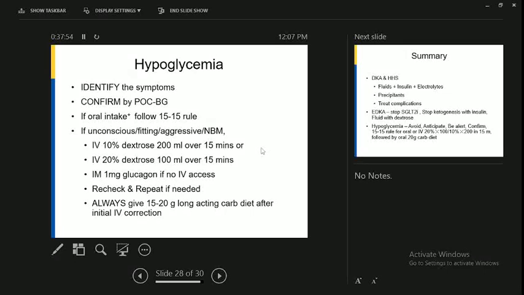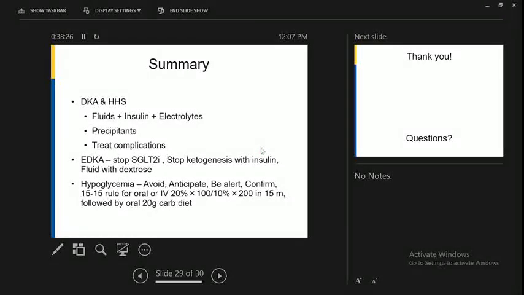But if the patient's blood sugar is more than 70, don't leave the patient without giving anything. Ask the patient to take 15 to 20 grams of long-acting carbohydrate. If the patient can take his usual meal, ask him to have it. Otherwise, milk and 1 to 2 slices of bread, or a complex carbohydrate diet after this initial IV correction. Otherwise, with IV correction there will be a rapid glucose surge in the blood and a high insulin surge, and they will go into hypoglycemia again if you don't supplement with complex carbohydrate.